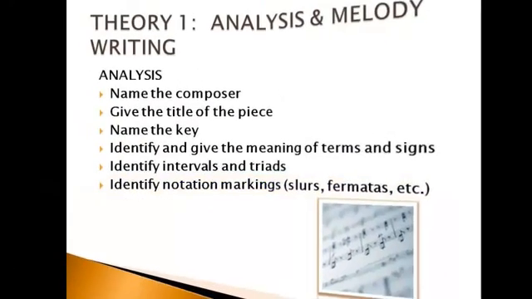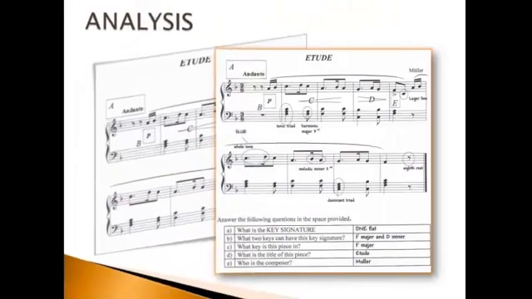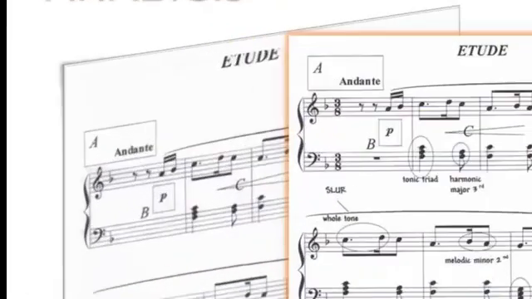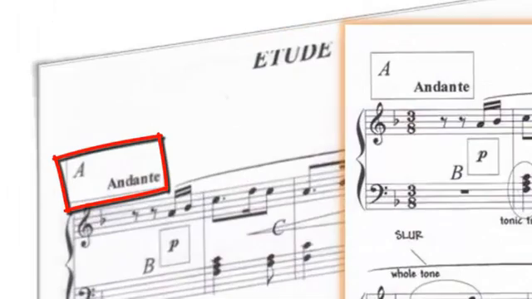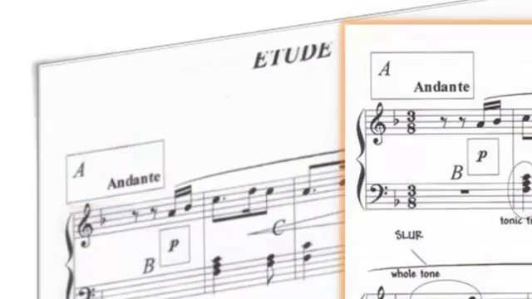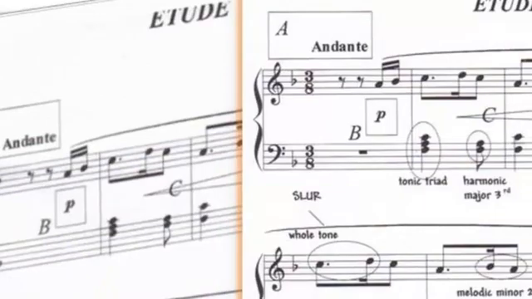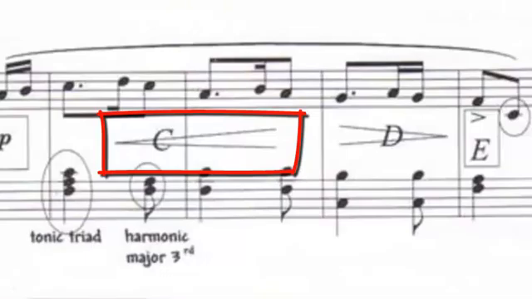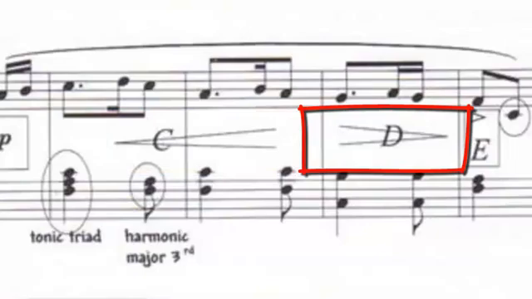So here's an example of the sorts of things that you would be looking at. This etude, you see it has an A and then it says andante. So you would be writing, what does that mean? Andante means at a walking pace. Do you see where the B is? And it says P for piano. So you would say quiet. C is a crescendo, so you'd be saying gradually louder. D is a decrescendo, which is gradually softer.